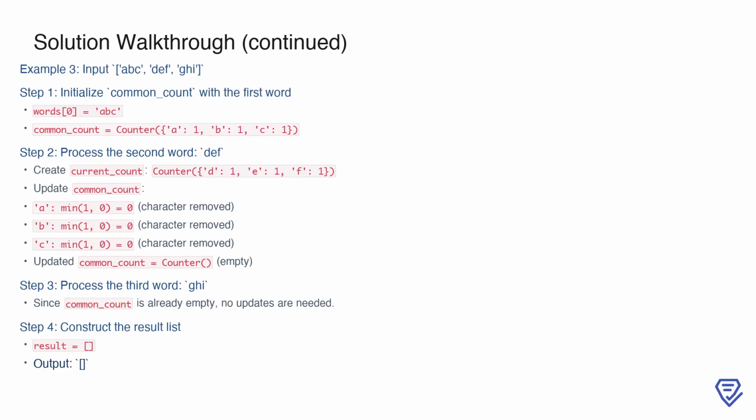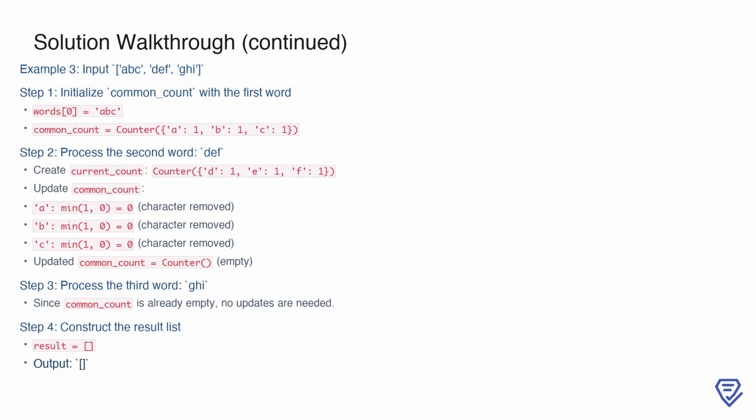In this final example, the input is ABC, def, GHI. We begin by initializing common_count with the character counts of the first word, ABC. Using Counter, we find that ABC contains 1 A, 1 B, and 1 C. Next, we process the second word, def. The current_count dictionary for this word shows 1 D, 1 E, and 1 F.